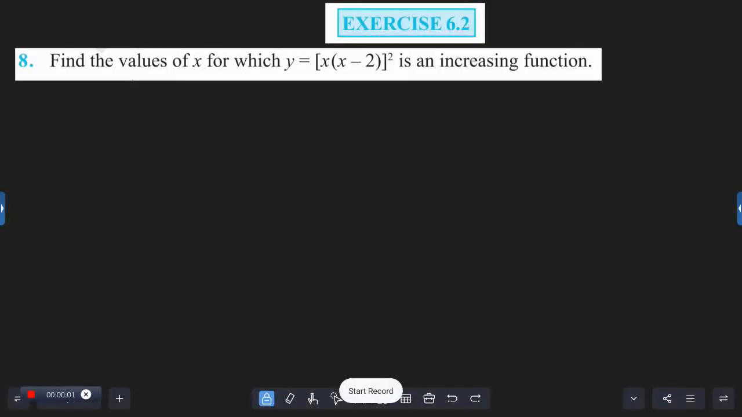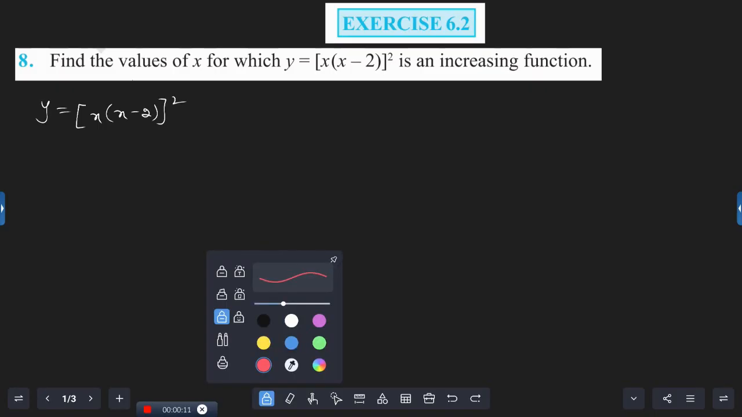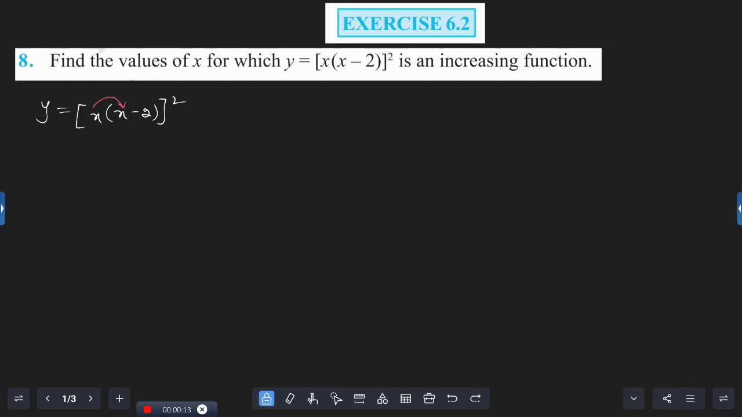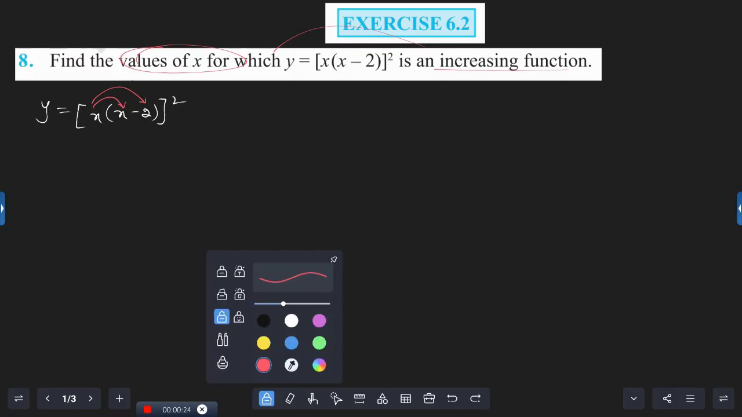For the next question, number 8, what have they given? y equal to x into x minus 2, the whole square, is given. Listen, children, you can multiply the x inside. They asked to find the value of x for which it is an increasing function. When it is increasing, what is the value of x? That is what they are asking. Let's simplify and see what we are getting.